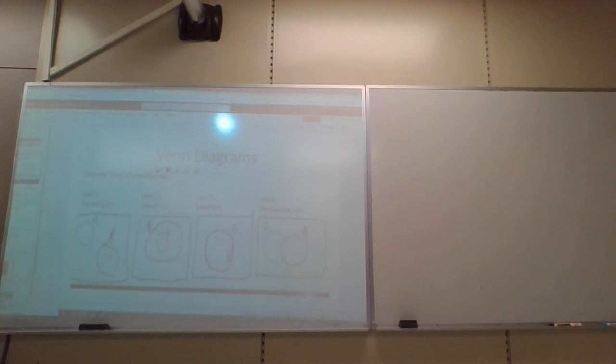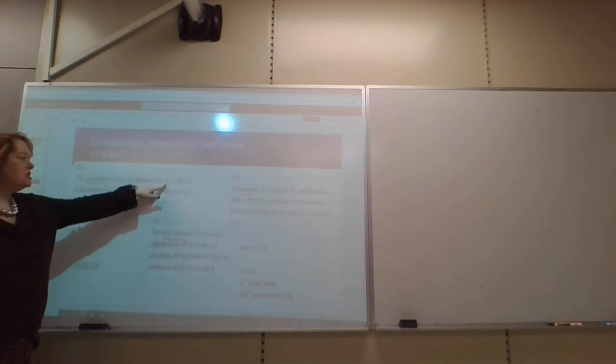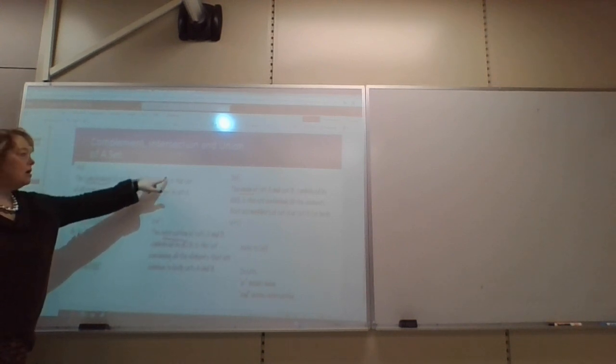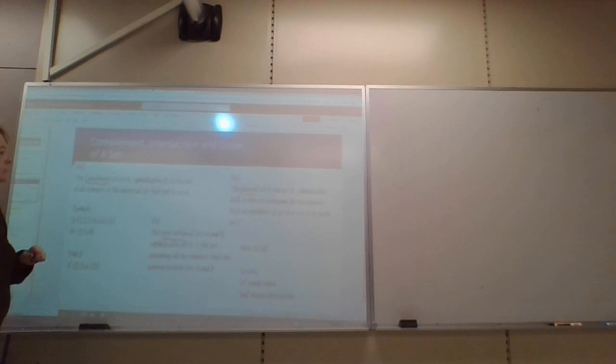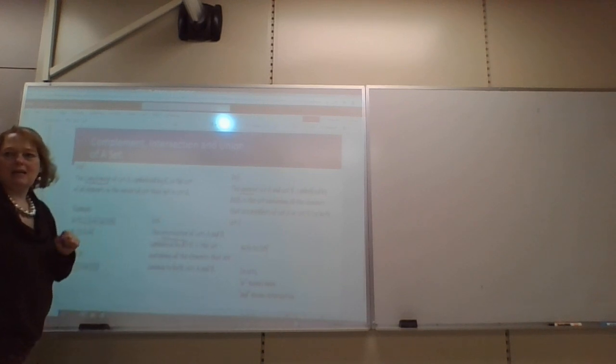Okay, I'm going to go to the next slide. Right here are some definitions. You may want to write this down. With the definitions, we have a complement. The complement of set A is represented as A with what looks like an apostrophe. So that's the complement of A. It is the set of all the elements in the universe set that are not in set A.